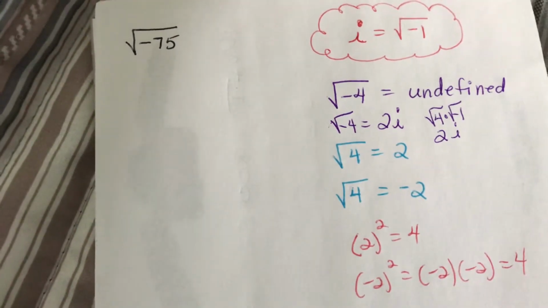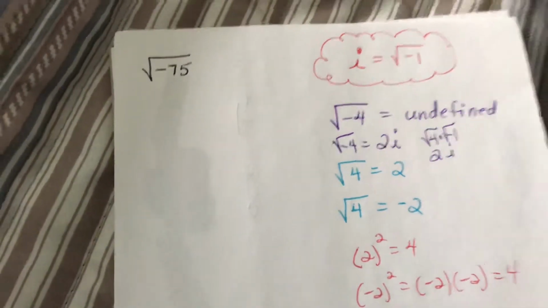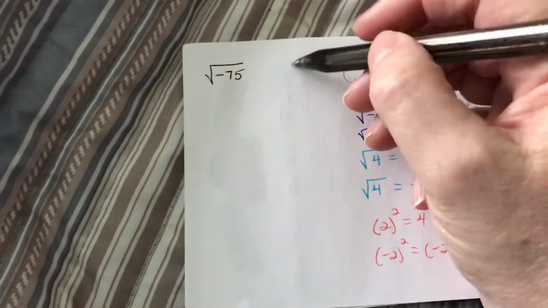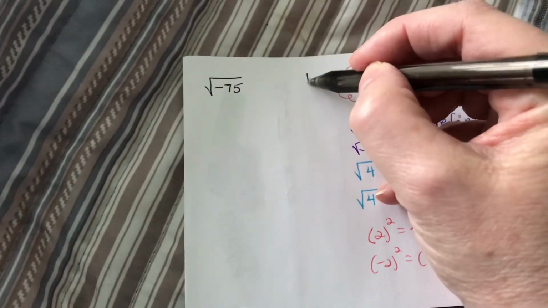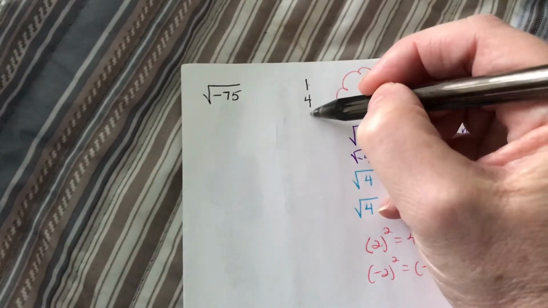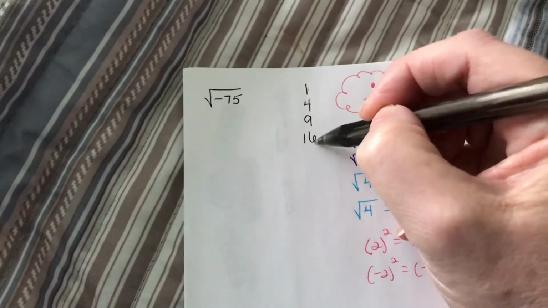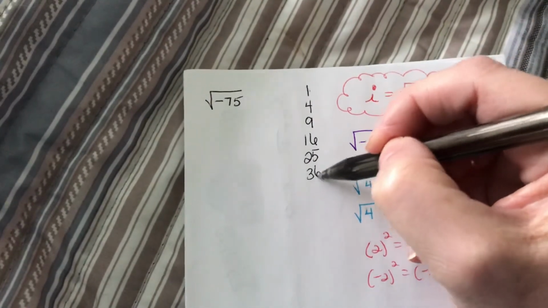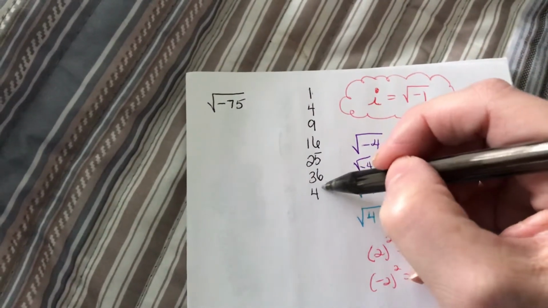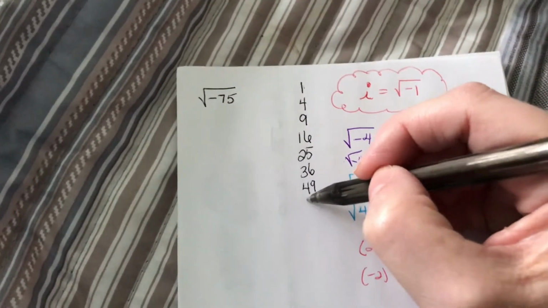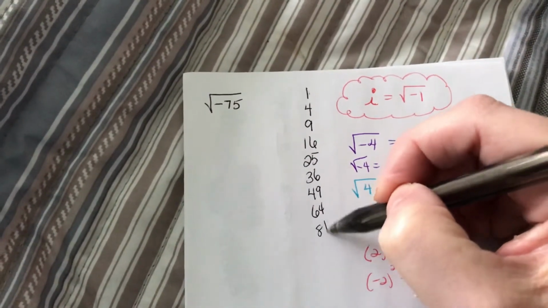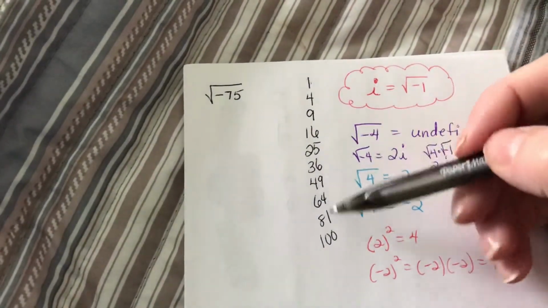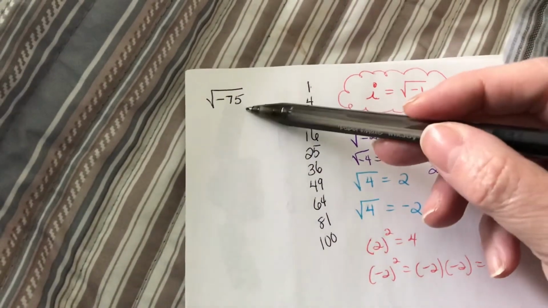Now, the 4 is actually what they call a perfect square. And knowing your perfect squares can actually help you in this process. 1 squared is 1. 2 squared is 4. 3 squared is 9. 4 squared is 16. 5 squared is 25. 6 squared is 36. 7 squared is 49. You see where I'm going with this? 8 squared is 64. 9 squared is 81. 10 squared is 100. I could keep going, but it helps to know your perfect squares for problems like this.